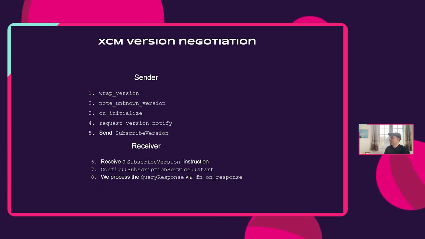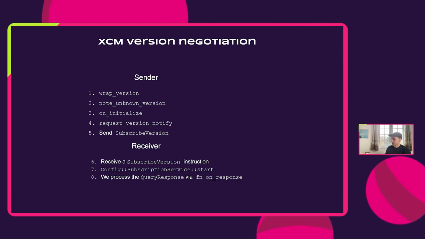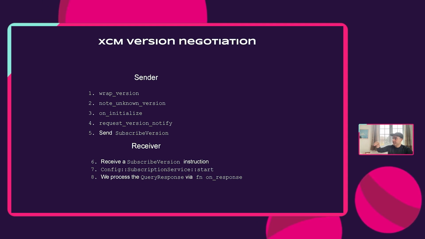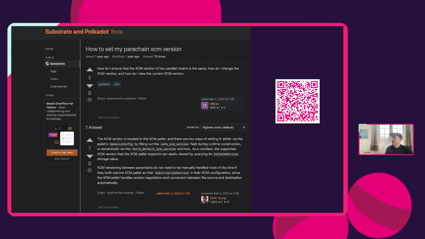So just wanted to show you that. I thought that would be a pretty cool walkthrough. What else? Let's see. So I also included in the slide here, if you want to do this yourself, this is the walkthrough that I did. Search for these functions, and it helps you to understand how the version negotiation happens under the hood.